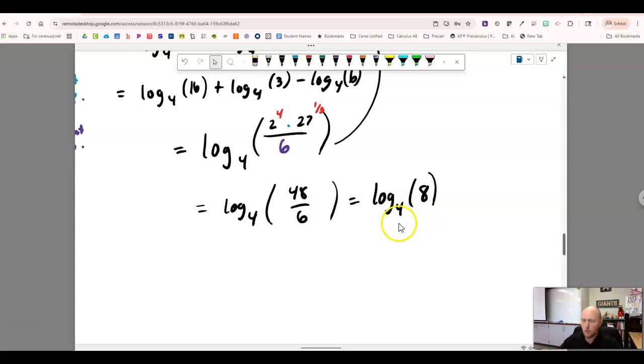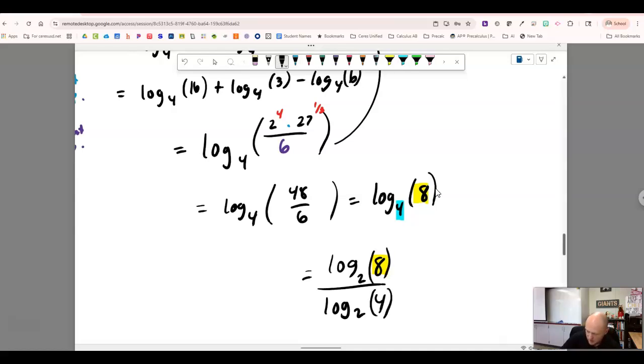I have log base 4 of 8. Well, those are both in the family of 2, right? So I'm going to make it log base 2, log base 2. Now, where do these go? Your argument will go into the numerator, and your old logarithmic base goes into the argument of the denominator.